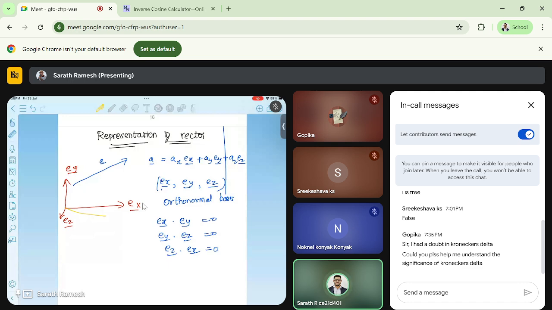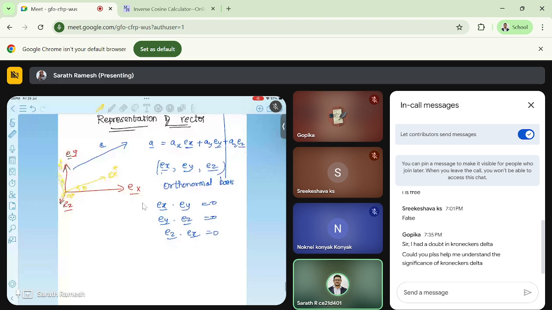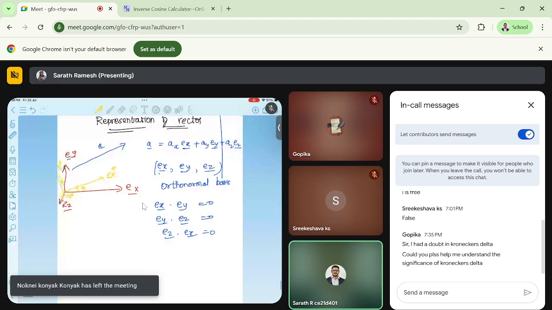So now what will happen? Will my vector A change? No, it won't change, but its components will change, because these Ax, Ay, Az are the components in the Ex, Ey, Ez basis. Now when I change this basis, everything will change. So it's like changing the coordinate axis itself.